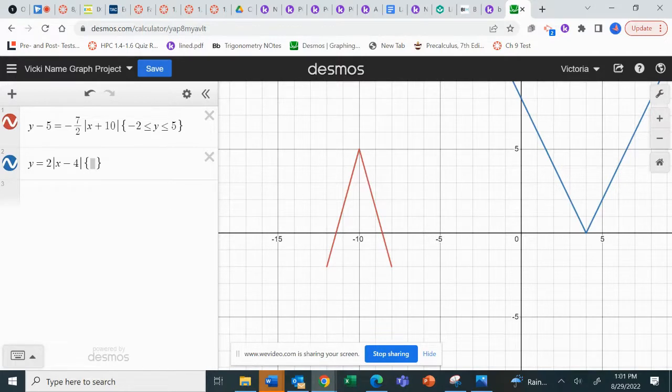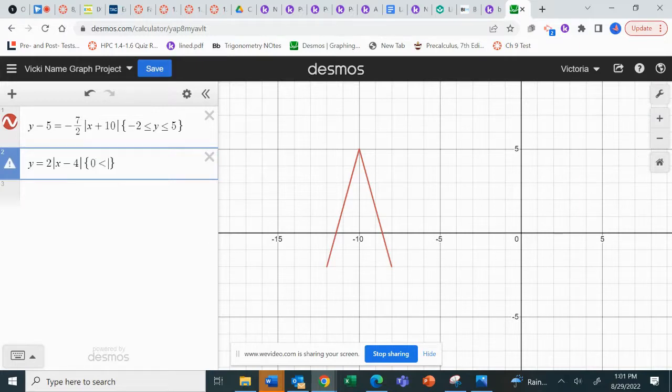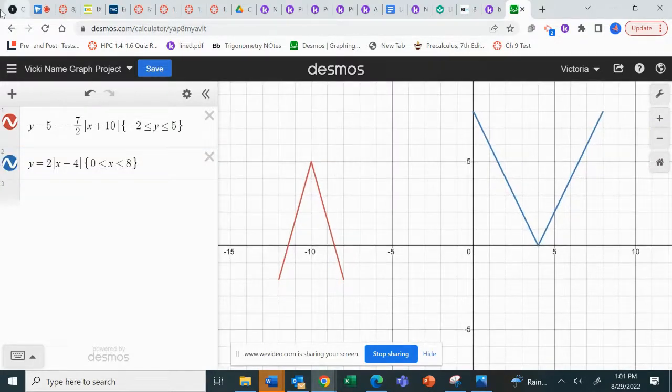You can try your domain. You could take it off. You can try your range. Were they both from 0 to 8? Yeah, they were both from 0 to 8. So 0 less than or equal to x less than or equal to 8. And I look and I'm like, yay, that worked. I can just go over here and change that x to a y, and it worked as well, since they were both the same. What's the next thing that I should do?